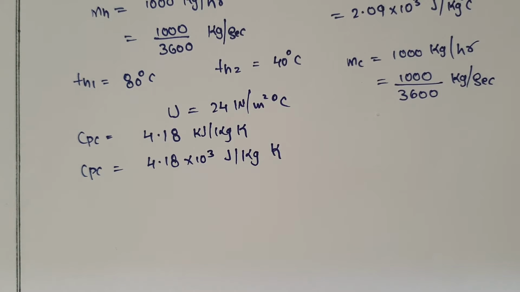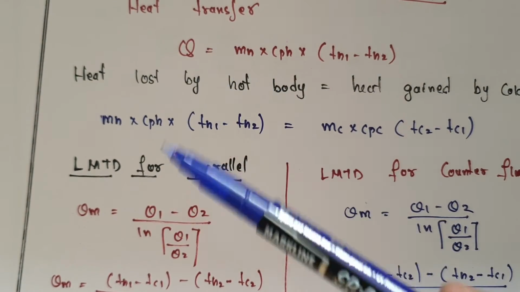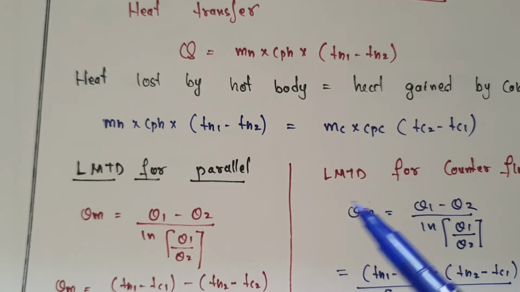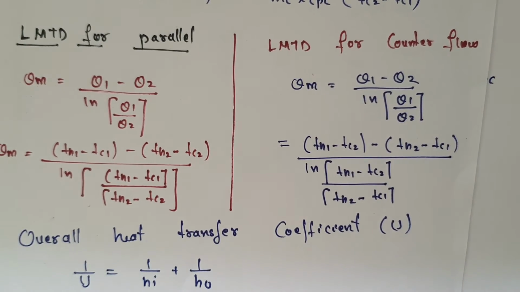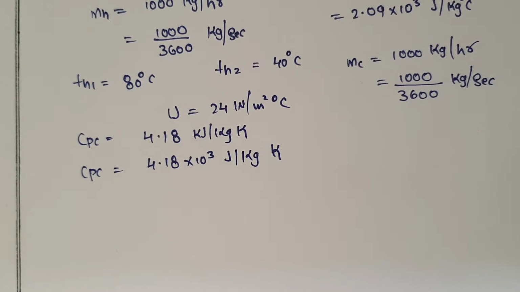Now you have to follow the pattern. The pattern is, first you have to find out the value of Q, then you have to use the second formula, then LMTD for counter flow or parallel flow, then you have to take 1 by U, then find out the area, then draw the diagram. But in this problem, first you have to find out the value of Q.